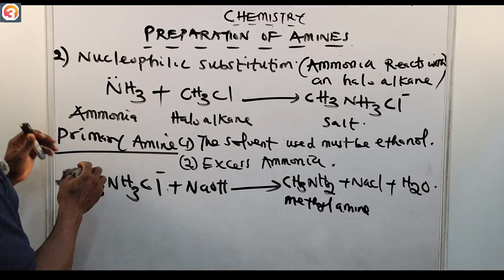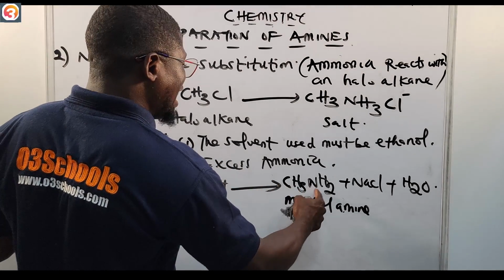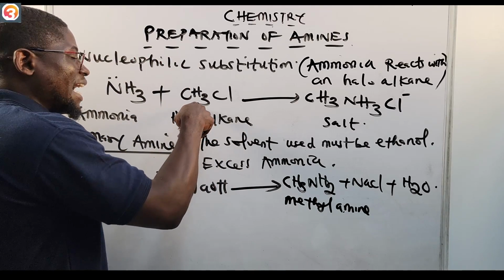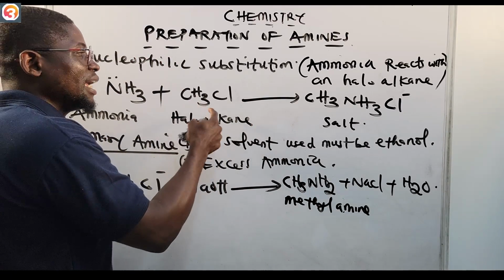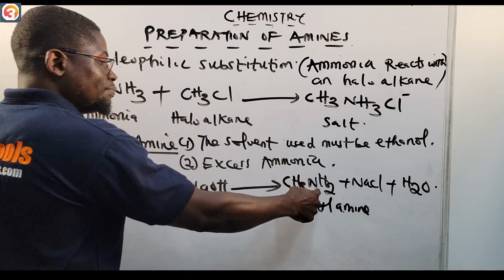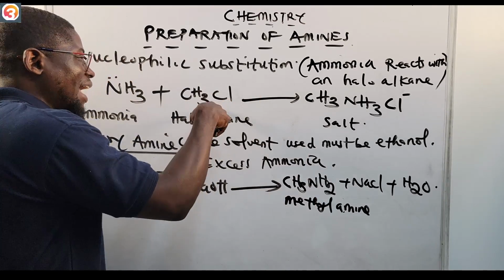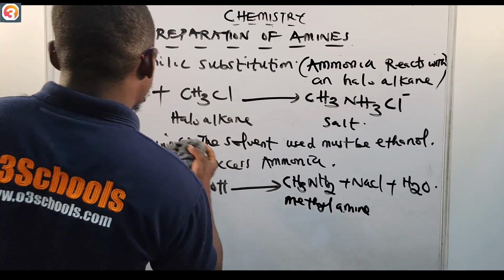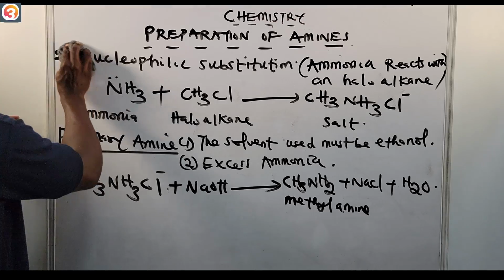So now what do we do to make our secondary amine? We take this primary amine that is formed, and we react it with the haloalkane again, because here we did not use excess ammonia. This primary amine that is formed will now react with this haloalkane to give us a salt again. So let us see that.